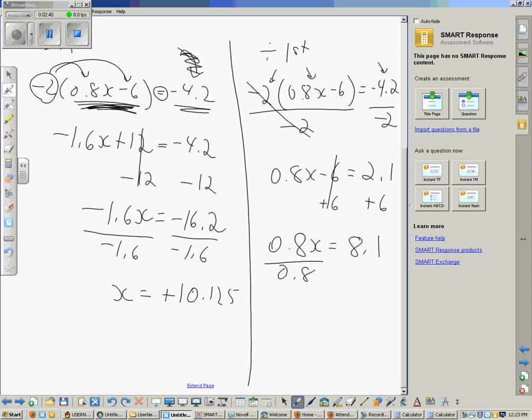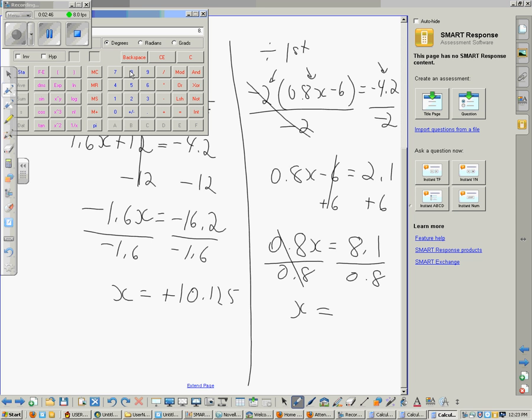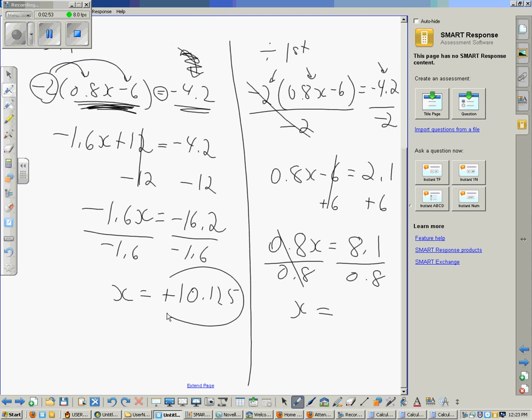Divide by the coefficient. And I have x is equivalent to, and again, it should be the same answer, but we'll just double check. 8.1 divided by 0.8 equals the same answer right there, 10.125. Hope that was helpful.